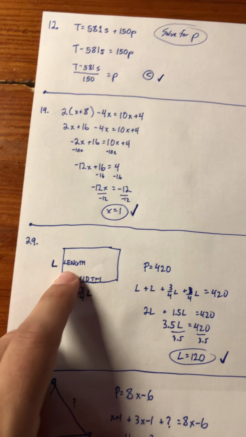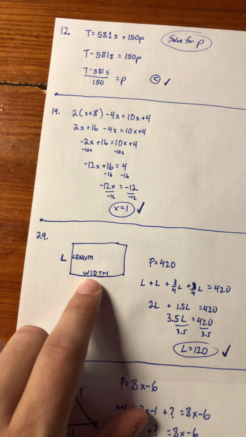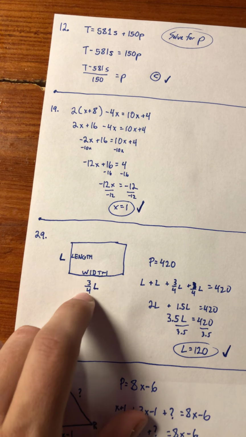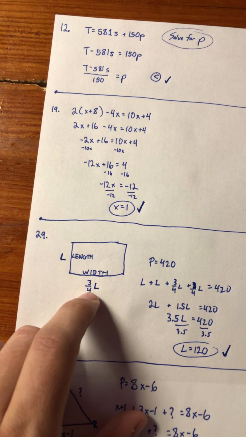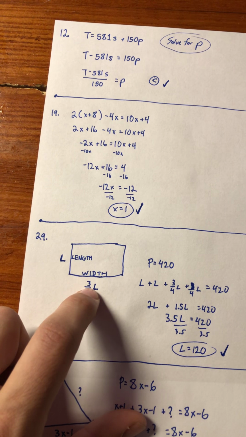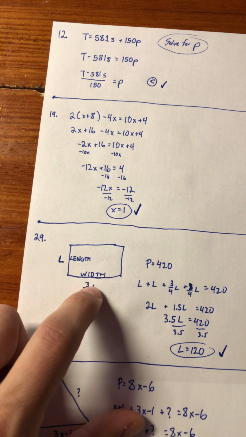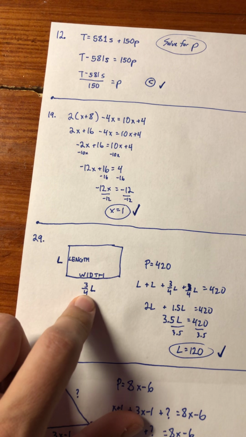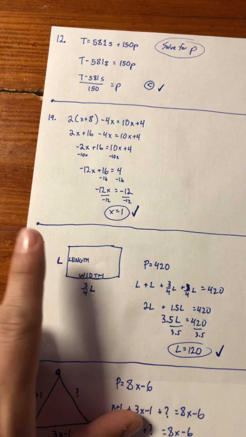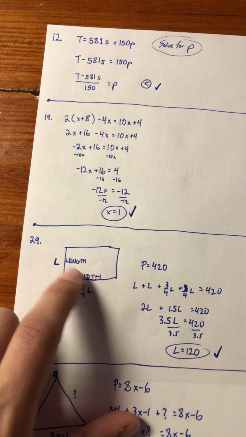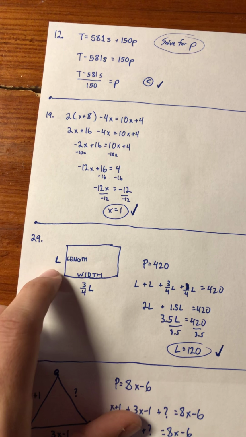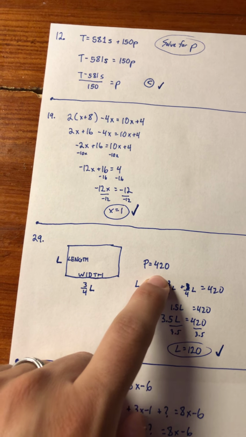Number 29 tells you that a rectangle's width is 3/4 of its length. So that means we're going to use L for both sides right here, L and 3/4 L. You always want to find which one can I use. Can I use W for both or L for both? In this case, you can use L for both. Now it gives me the perimeter is 420.